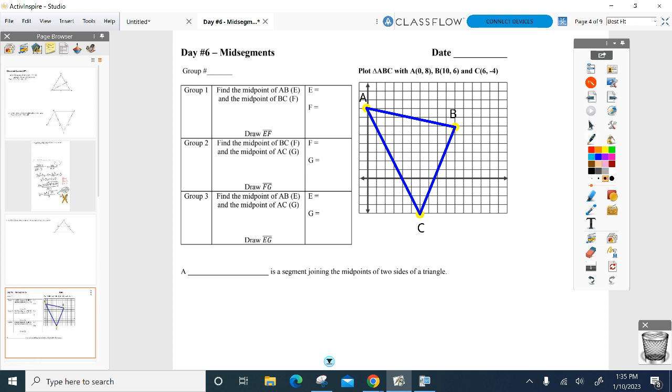Group 1. How about point E? 5, 7. Hopefully everyone in group 1 agrees. Can everybody? And how about point F? 8, 1. Yep. Please graph point E and F as well and call it point E and F. So E is 5, 7, and F is 8, 1.